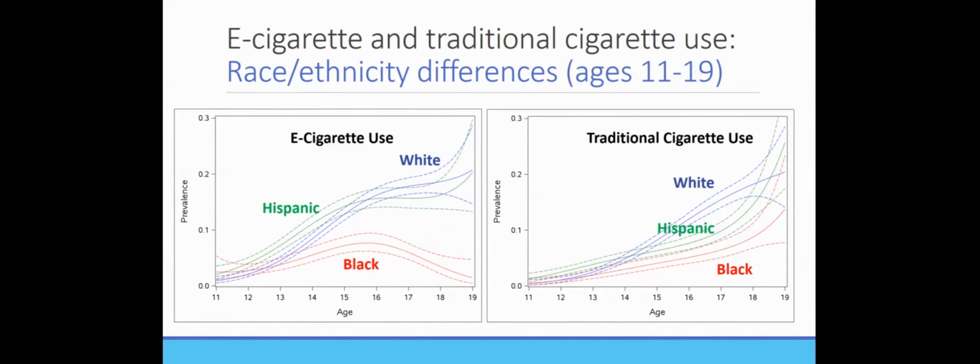Interestingly, we also interpreted racial ethnic differences in the rates of use across ages 11 to 19. First look at the right panel, traditional cigarette use, and we see in red the rate across age for Black middle and high school students, and in blue, we see the rate for white. As with many, many prior studies, we see confirmation that whites are using at higher rates than Blacks. In particular, this is significant between ages around 14 to 18 and a half.